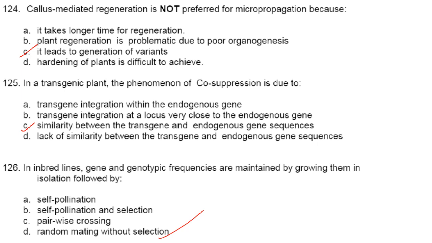So the answer here is similarity between the transgene and the endogenous gene sequences. In transgenic plant, the phenomenon of co-suppression is due to similarity between the transgene and endogenous gene sequences. Then next one. In inbred lines, gene and genotypic frequencies are maintained by growing them in random mating without selection. Answer is option D.